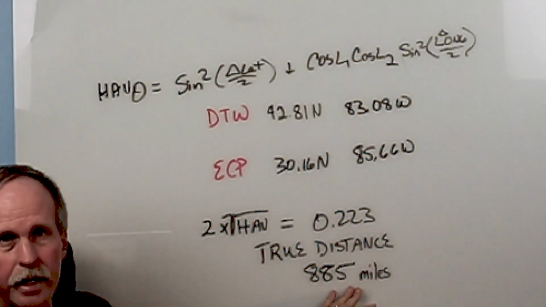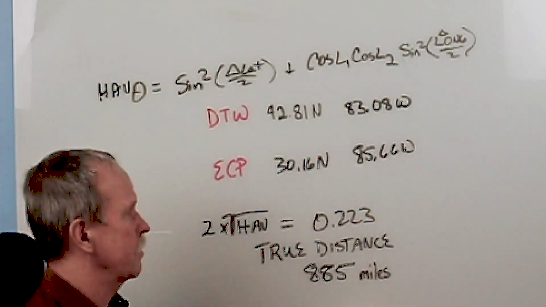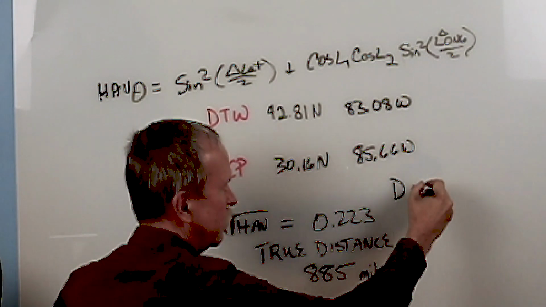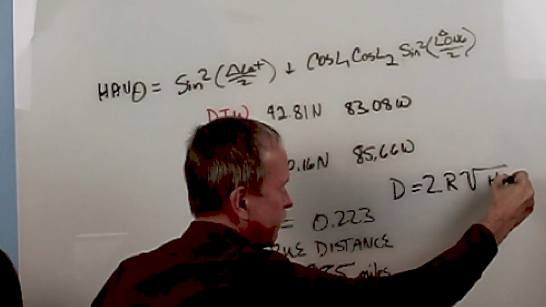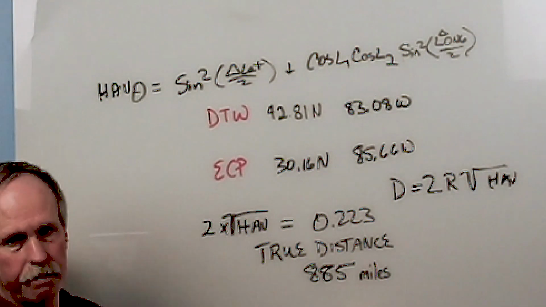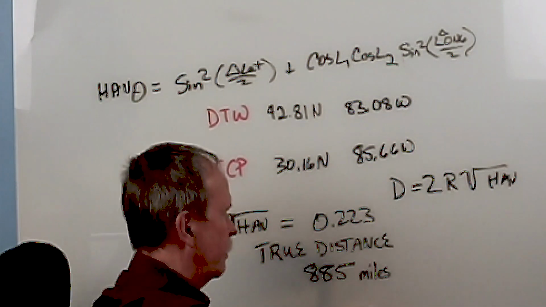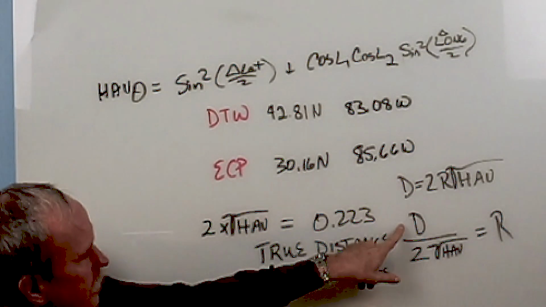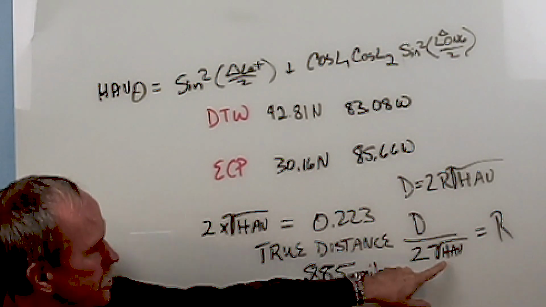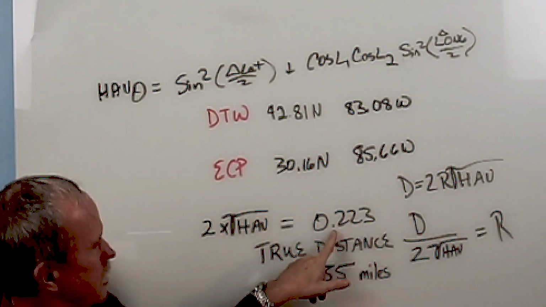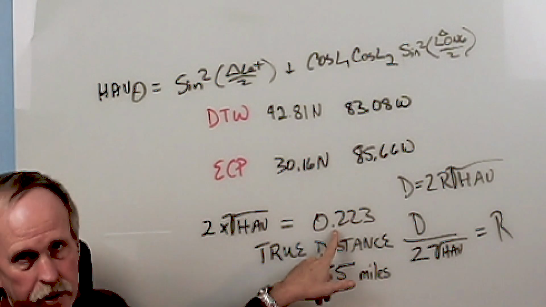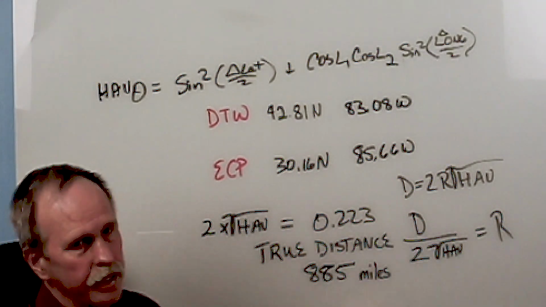Now, if you calculate the distance by the haversine formula, d will equal 2 times the radius times the square root of the haversine. Okay? Rearranging that a little bit and dividing the distance by twice the square root of the haversine, and I've given you the value of this term, which is 0.223, you can find the radius of the Earth.